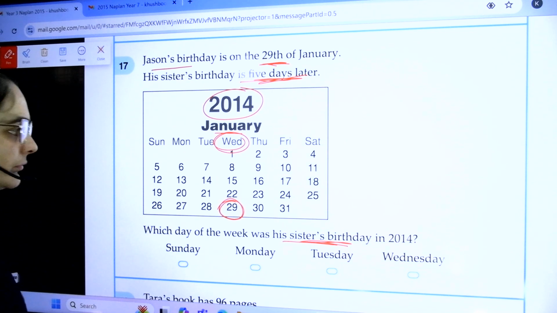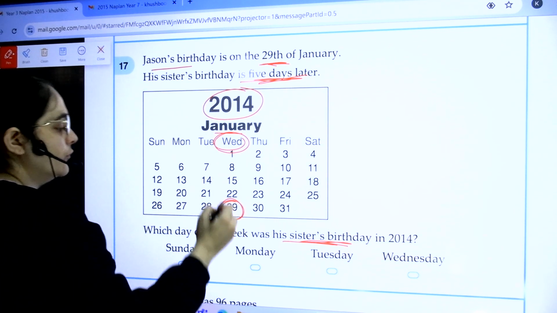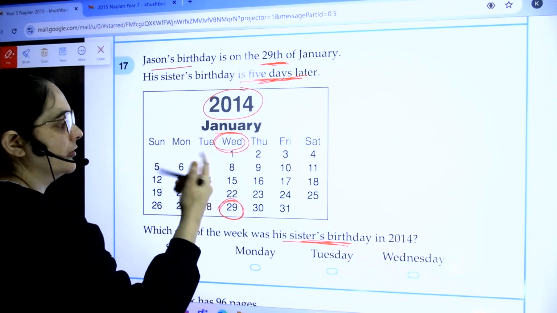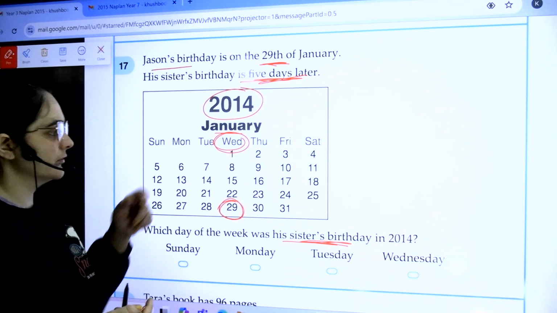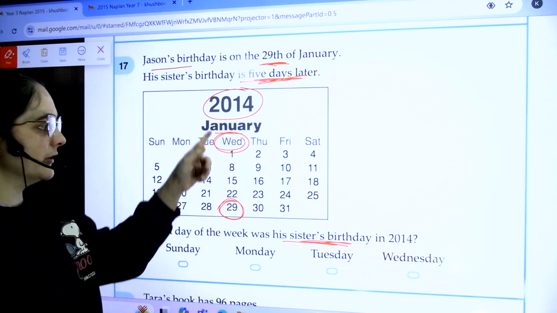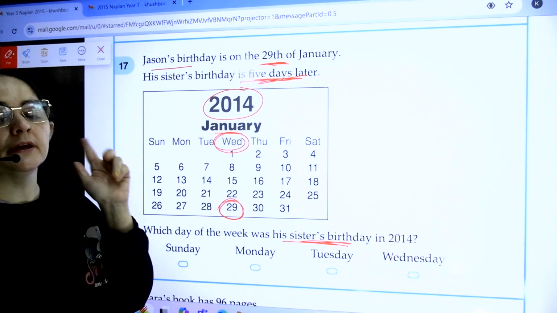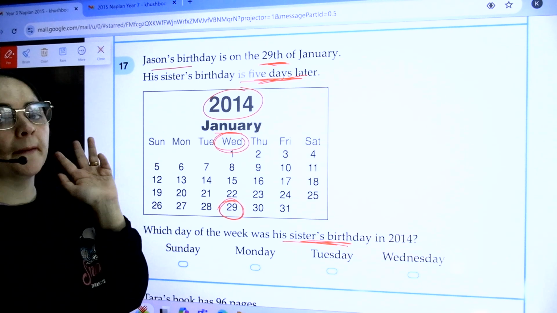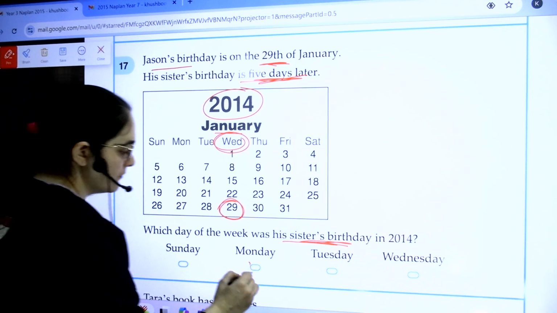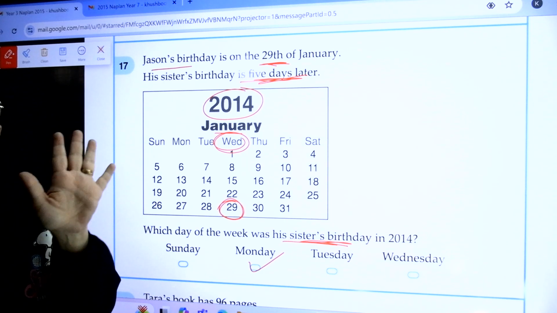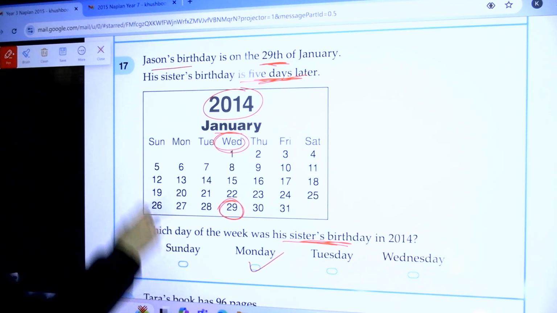So we need to count forward 5 times because his sister's birthday is 5 days later. His birthday is on Wednesday, so counting forward 5 times: Thursday, Friday, Saturday, Sunday, Monday. So Monday. Counting forward 5 days will give you your answer.